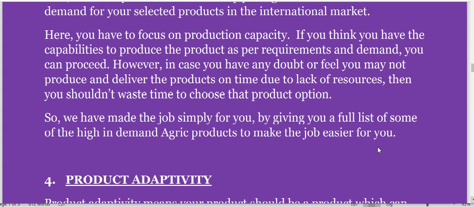So the good news is that we've made the job simple for you by giving you a full list of some of the high-in-demand agri products. In our free training, we already gave you a list of some agri products that you can just choose from and start your research, and then voila, you are starting your exporting business.